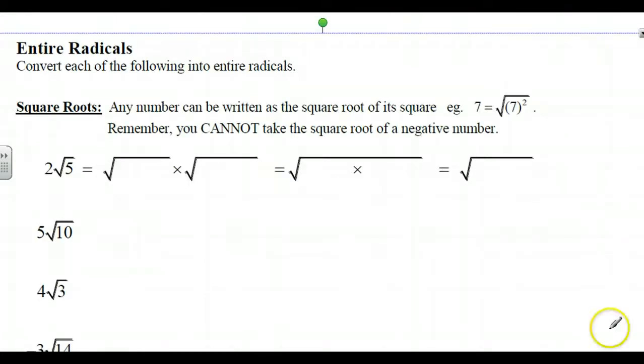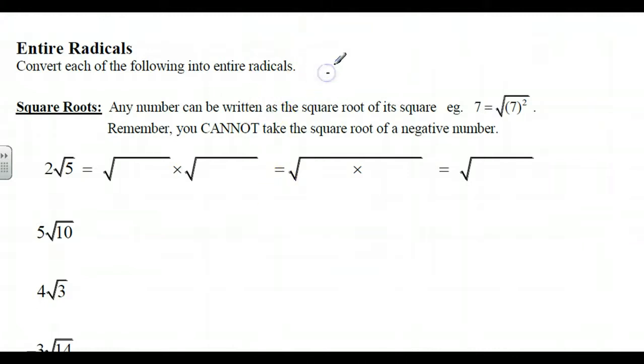Entire radicals. This is going the other way, right? So we want to convert a mixed radical to an entire radical. Let's deal with square roots first. Any number can be written as the square root of its square. So 7 is the square root of 7 squared, right? You just have to square this number. I think of it this way: this 7 is the square root of 49.